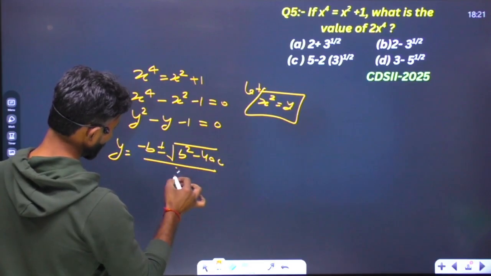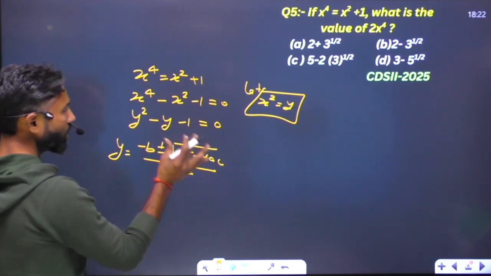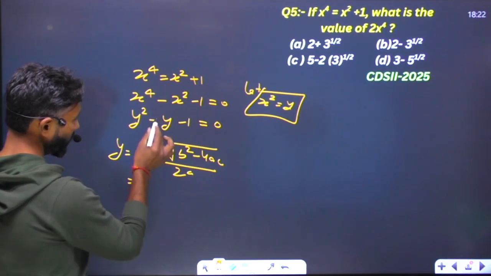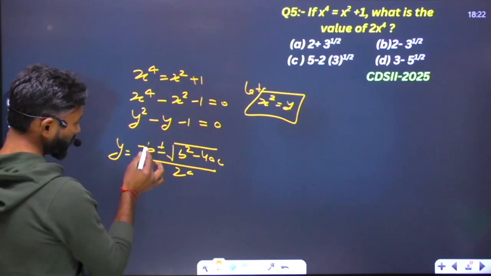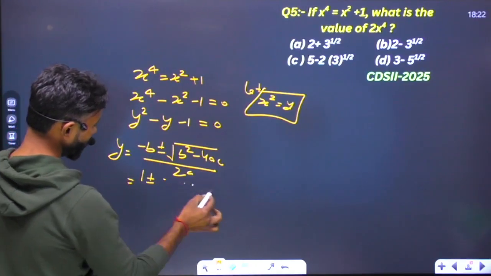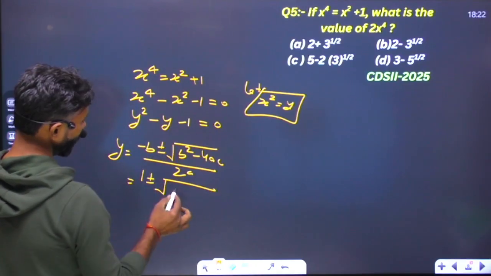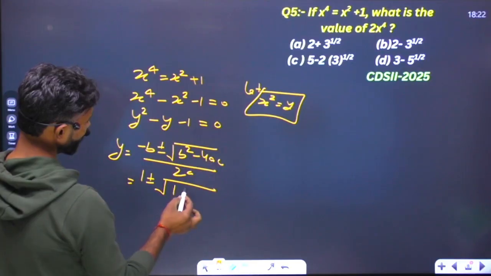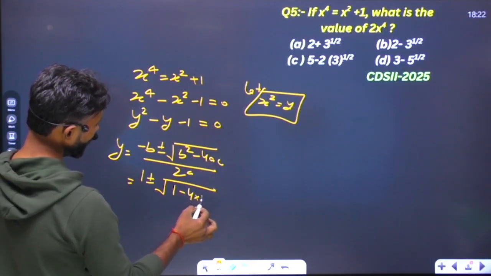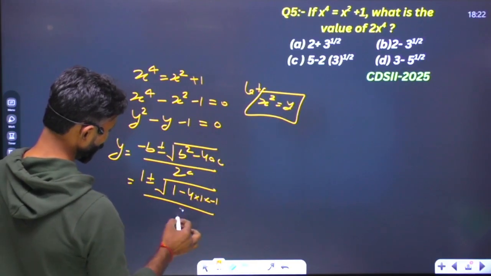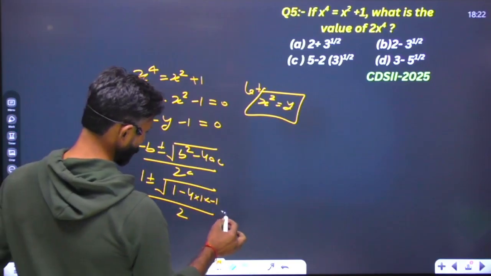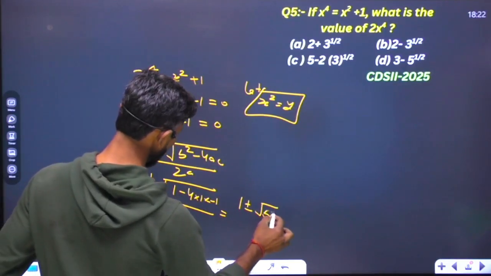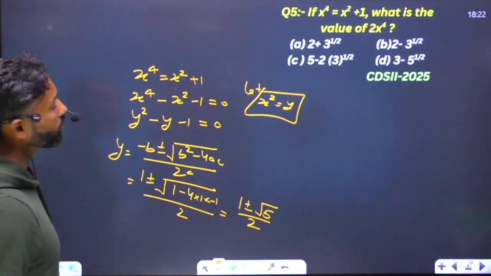I'm using this particular formula to simplify the value of y because it's a quadratic equation. I'm going to place the value of b, minus b plus minus under root b square minus 4ac, where a is 1 and c is minus 1, upon 2. So it is going to be plus. So the value of y is 1 plus minus under root 5, upon 2.